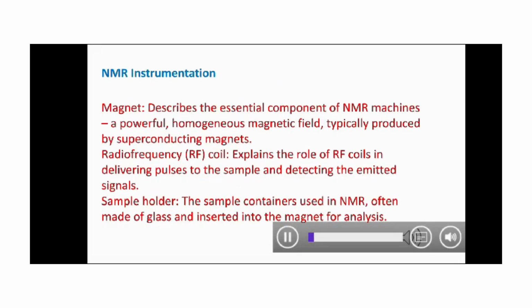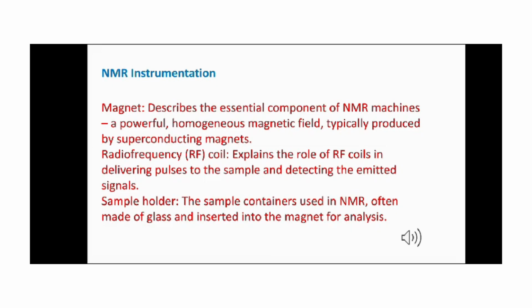NMR instrumentation contains a magnet, radio frequency coil, and sample holder. Magnet: the essential component of NMR machines, a powerful homogeneous magnetic field typically produced by superconducting magnets. Radio frequency coil: delivers pulses to the sample and detects the emitted signals. Sample holder: the sample containers used in NMR are often made of glass and inserted into the magnet for analysis.